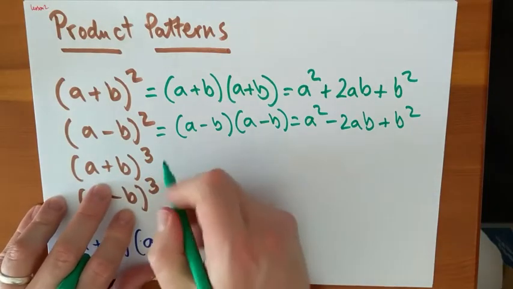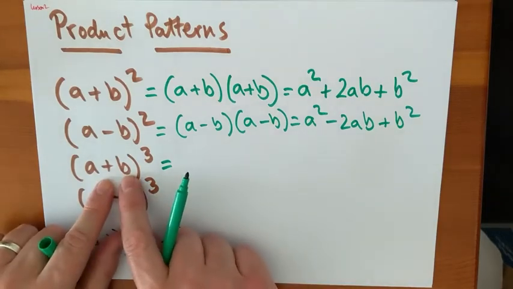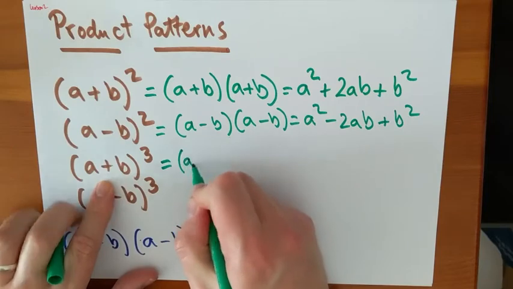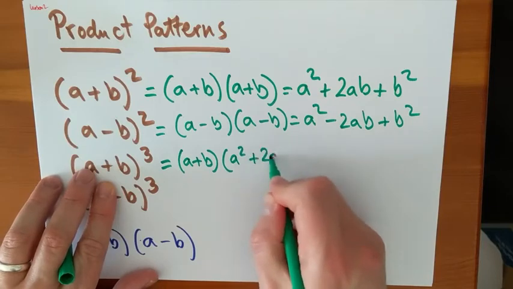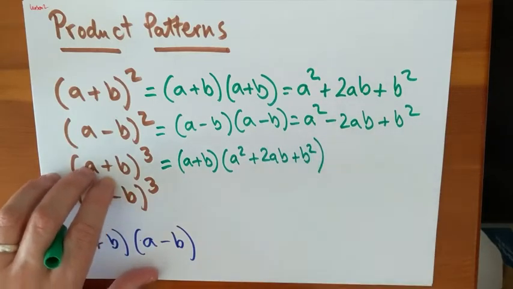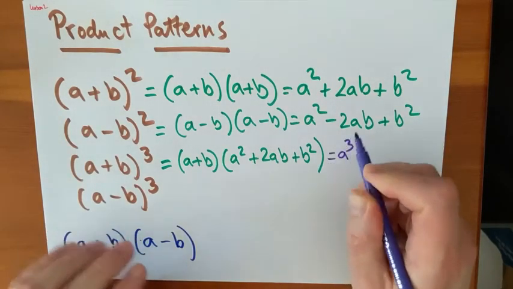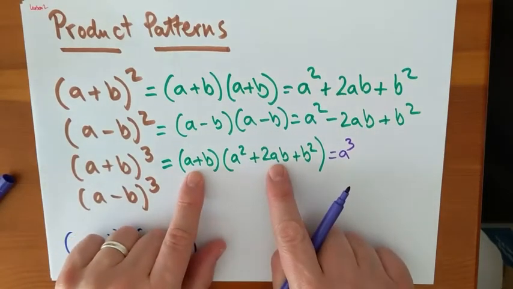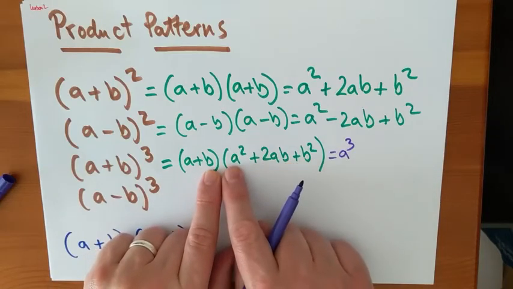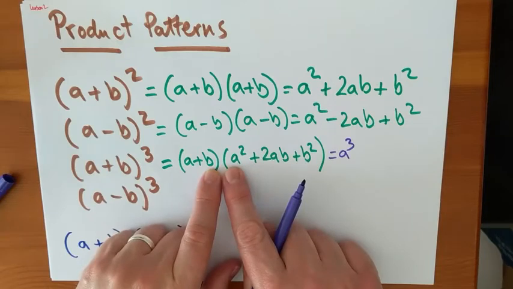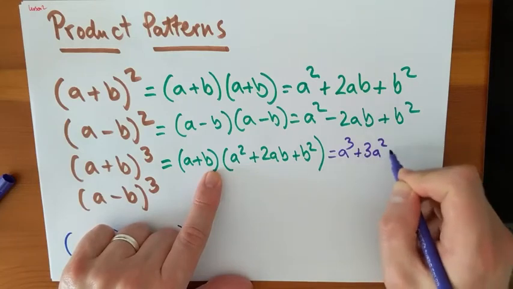(a + b) cubed also has a pattern, but it's less simple to work out straight away. What this would give you would be (a + b) times (a + b) times (a + b). So effectively, you can think of this as (a + b) times (a + b) squared, which we now know is this. And if you multiply out those brackets, you get a times a squared is a cubed. Then you get an a times 2ab, which gives you 2a squared b. Later on, you have a b times a squared, which gives you 1a squared b. So the 2a squared b and the 1a squared b give you 3a squared b.